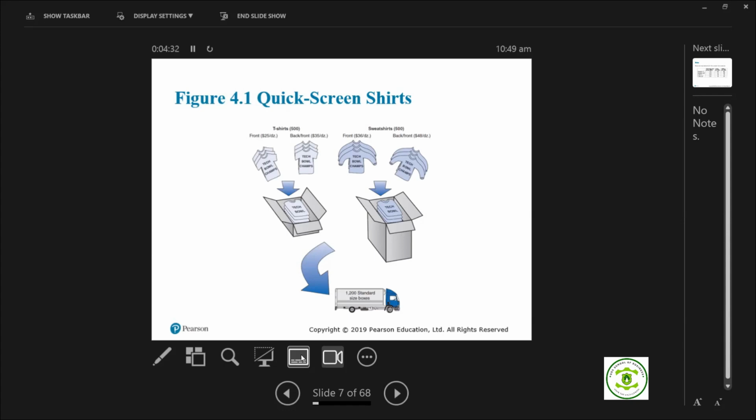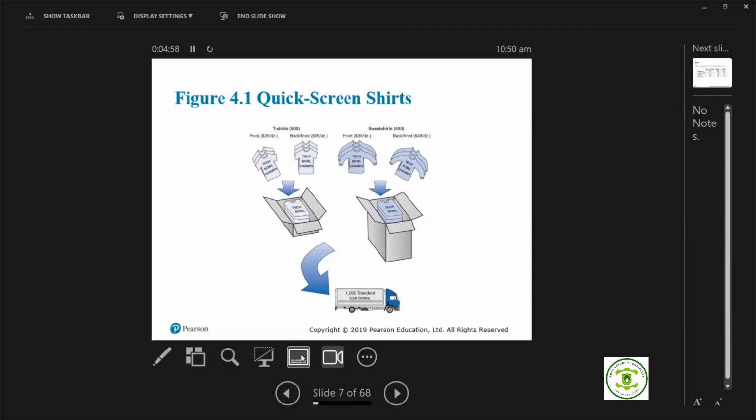Okay. And they have different prices. So 1, 2. So t-shirts are 2 categories. The same with the sweatshirts. Front and what? Front and back with different amounts. So this is what we want to produce and put them in boxes.